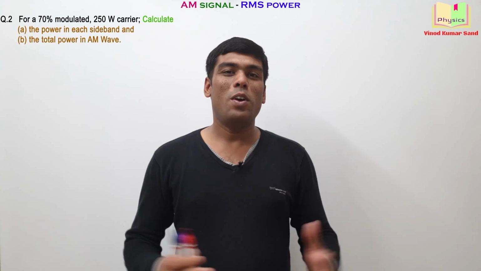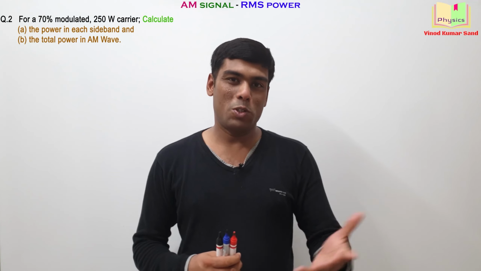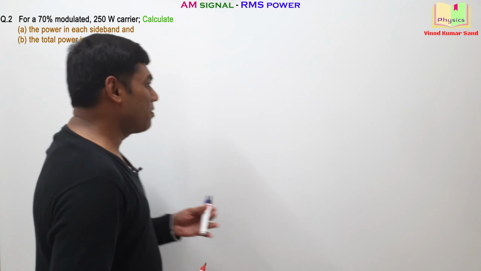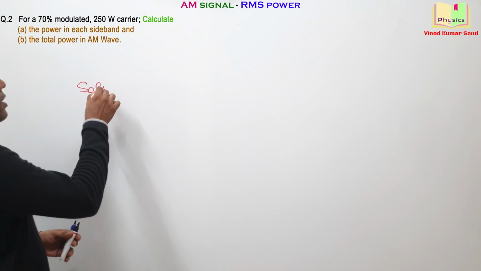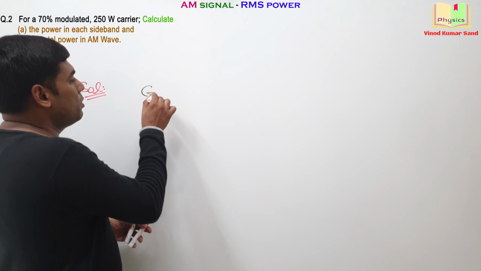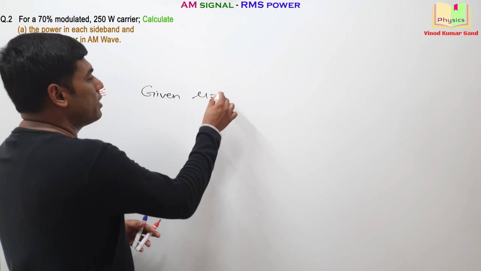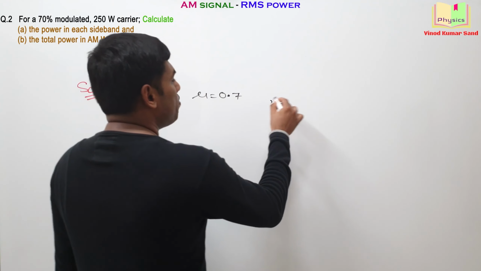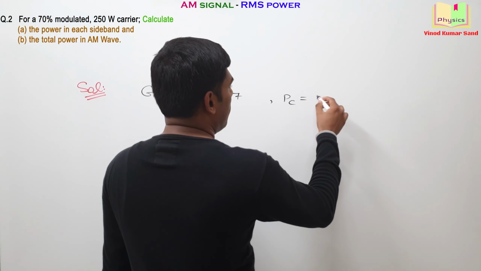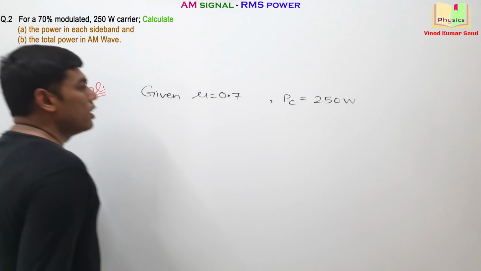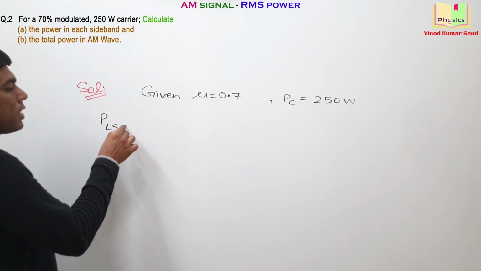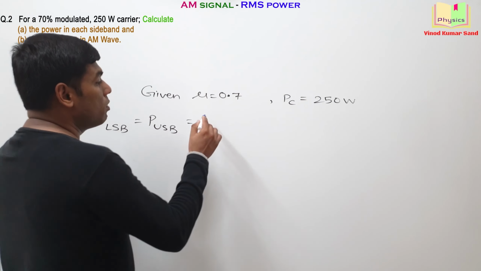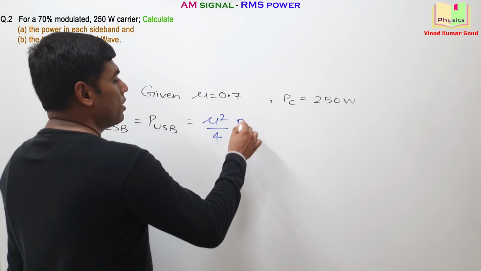Here is the second question on the same track as the previous question number 1. So if you wish, you may pause here and you can give it a try. I am simplifying the things on the board. We are given that mu is 0.7, means 70% modulation, and the power in the carrier signal is 250 watt. So the power in the lower side band or the power in the upper side band we know is equal to mu square by 4 PC.